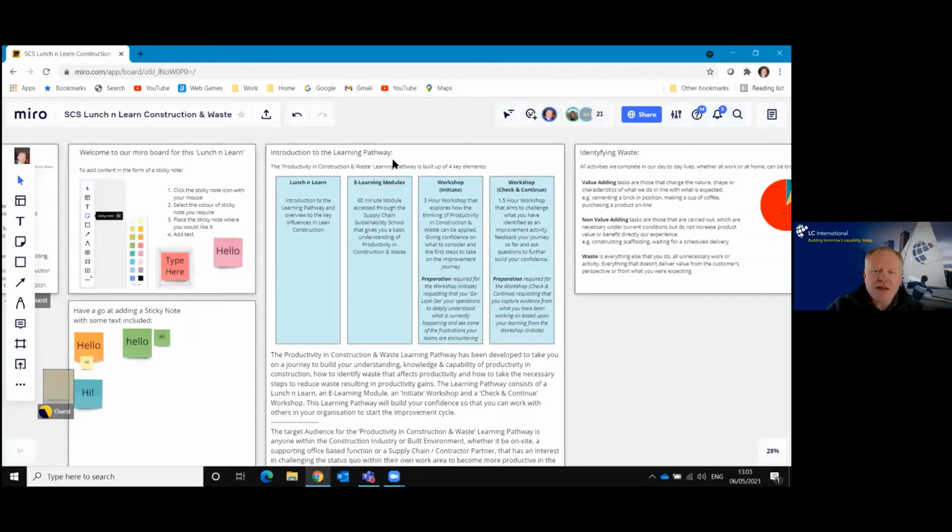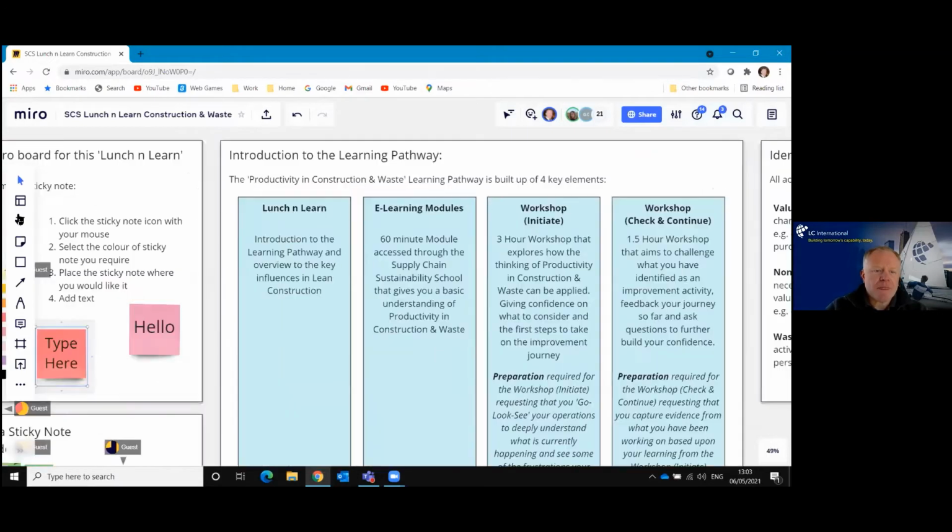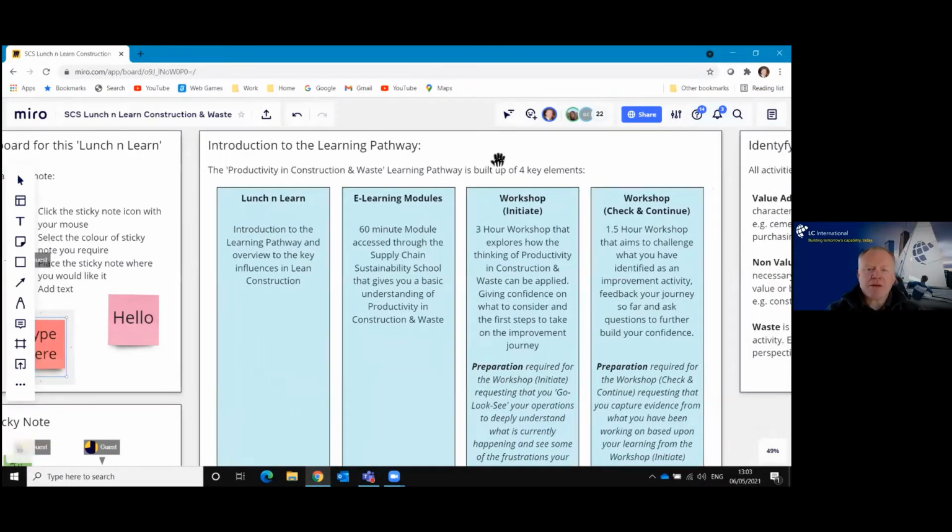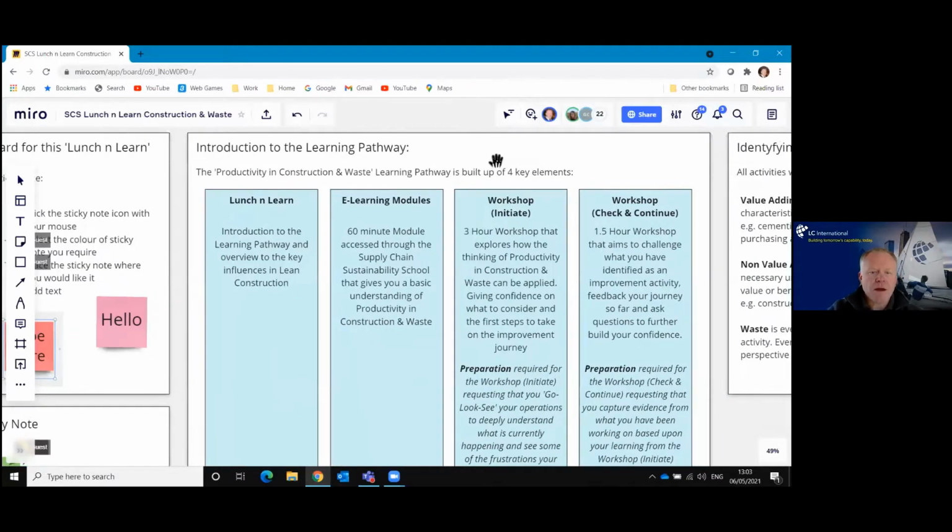So let's introduce you to the learning pathway. The learning pathway that we're focusing on today is productivity in construction and waste. This pathway is built up of 4 key elements. The first one is today's Lunch and Learn, which will last about an hour, giving you an overview of what we mean by productivity in construction and waste, and also an insight into what this learning pathway will be formed of.